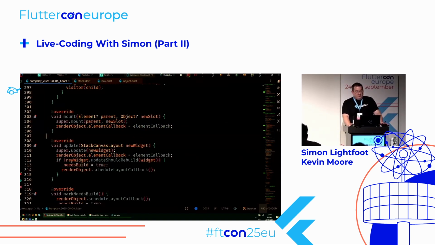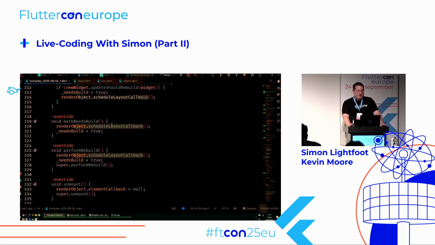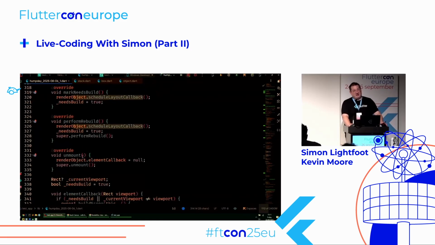And then if our element should build, we need to make sure that we're scheduling it properly at the right time. And that's where mark needs build and perform rebuild come in. So this is just ensuring that build takes place at the appropriate time. And then when our element gets removed from the element tree, we need to make sure it's set to null, so we no longer get those callbacks.